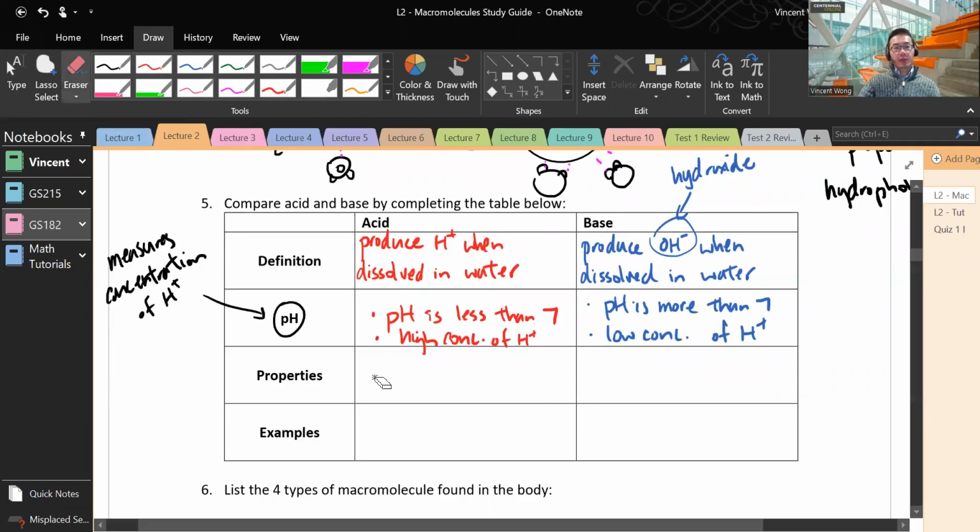Okay, properties of acid: it is sour, corrosive, and conducts electricity.